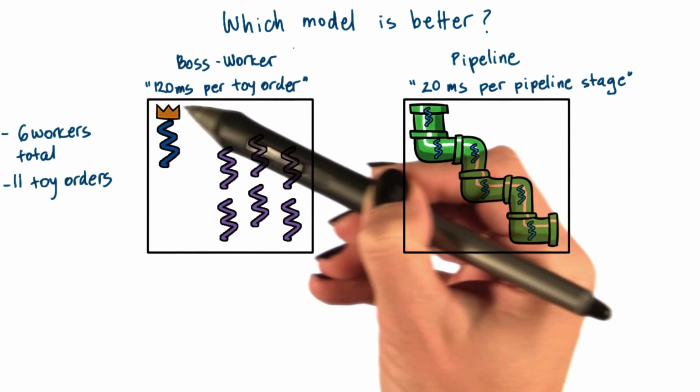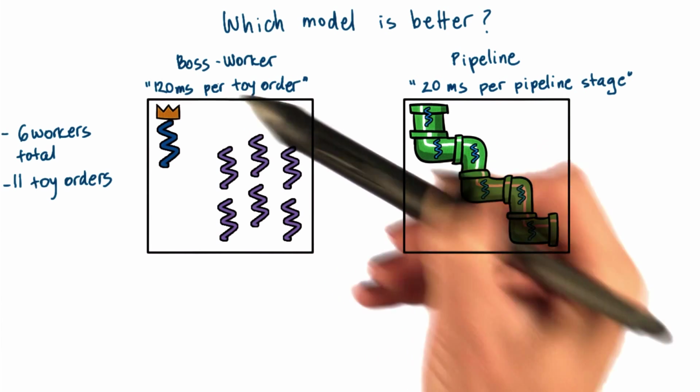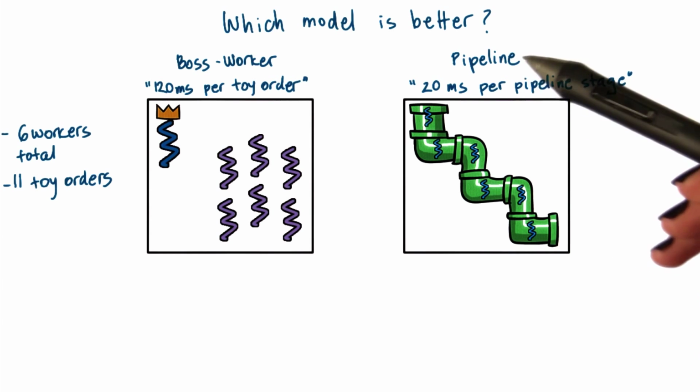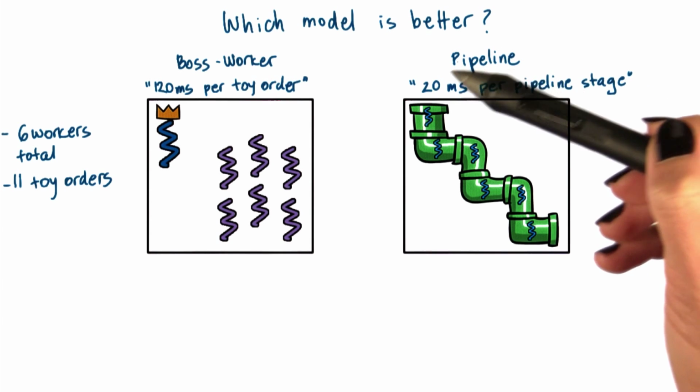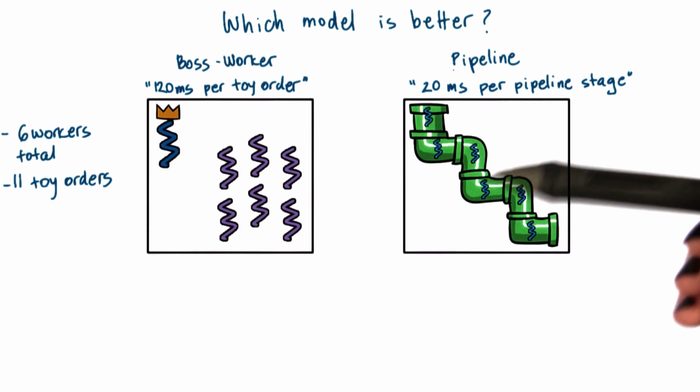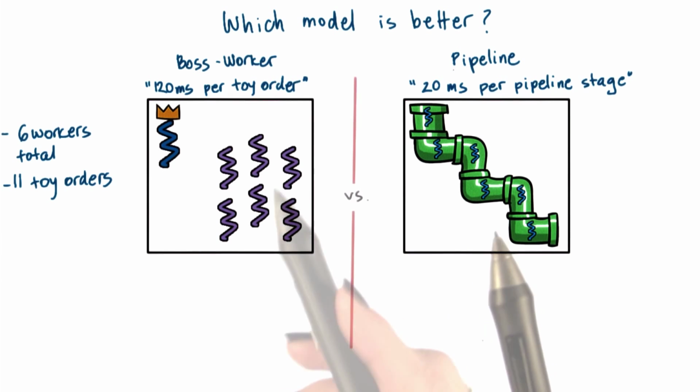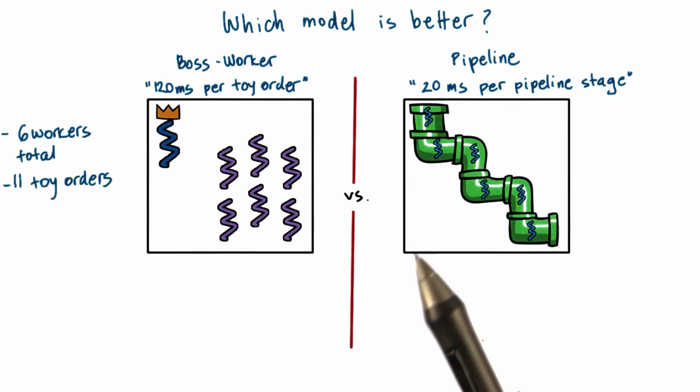For the boss worker model, we said that it takes 120 milliseconds for a worker to process a toy order. And then for the pipeline model, we said that it takes 20 milliseconds to complete each of the pipeline stages, and a full toy order had 6 pipeline stages. Let's compare these 2 models to see which one is better.